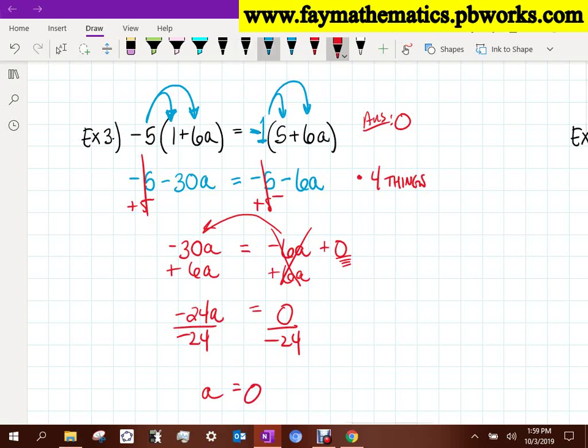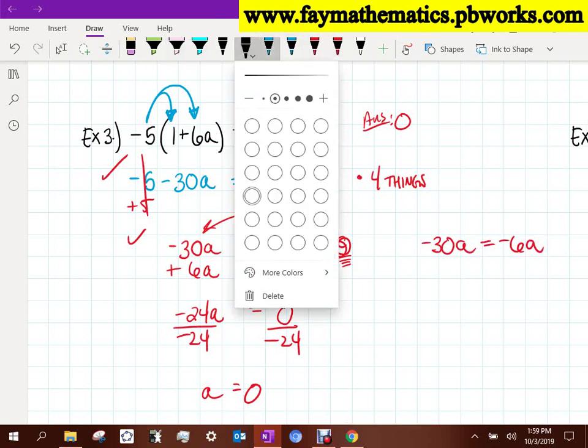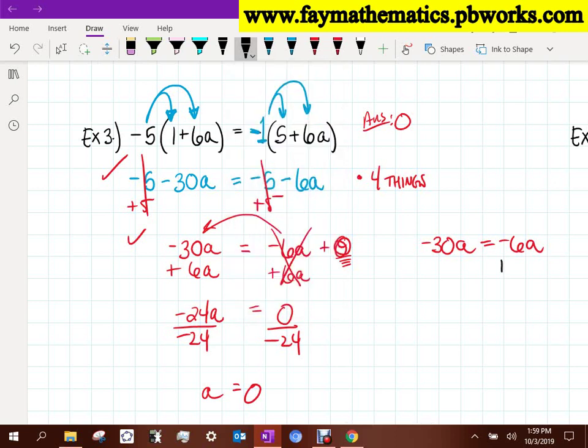Okay? Now, here's the thing. Most people are not going to go from this blue line here to that line there by adding that 0 in. Most people, you're going to find out that you're probably one of these people, are going to write negative 30a equals negative 6a, and you're going to maybe get stuck there, not be sure what to do, but you're usually going to see somebody write plus 6a, plus 6a. I'm left with negative 24a here, right?